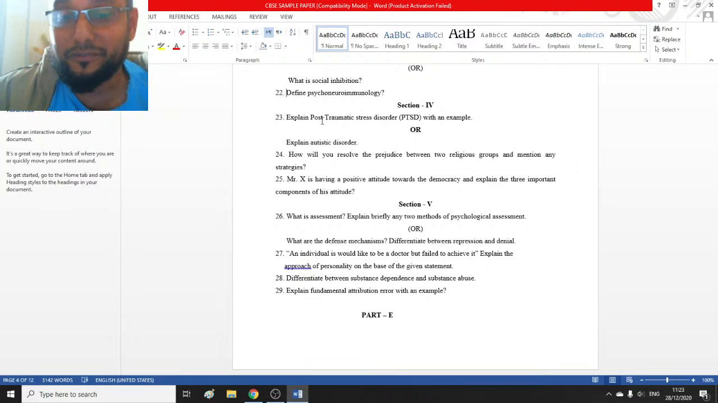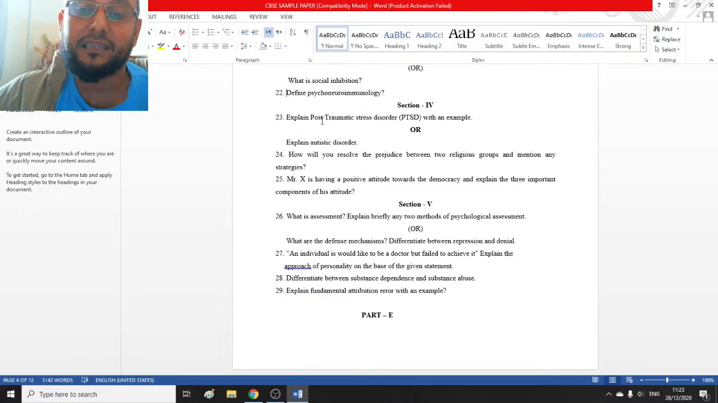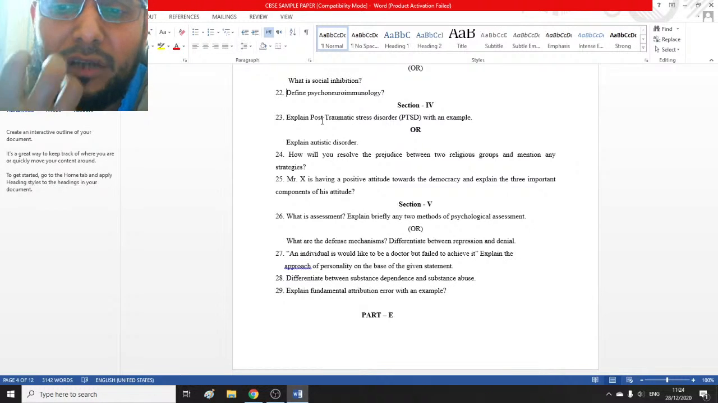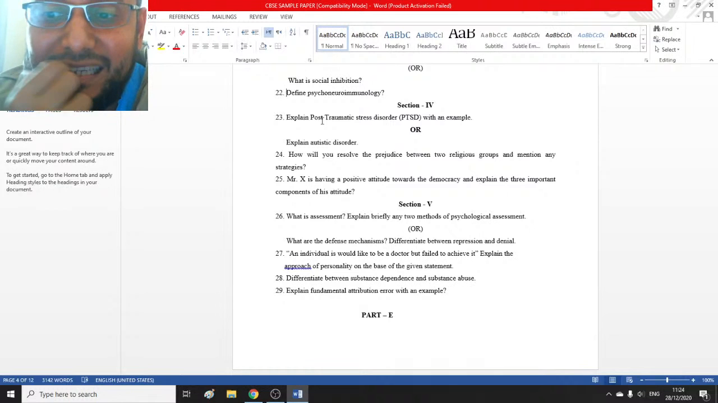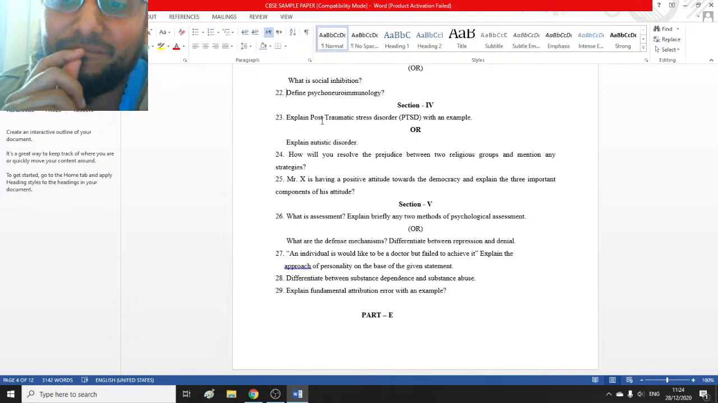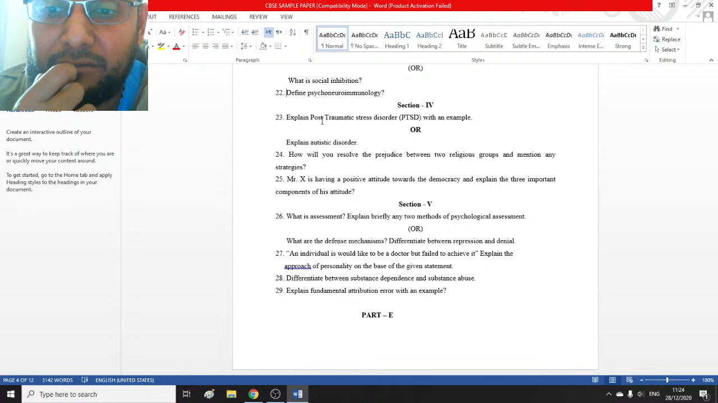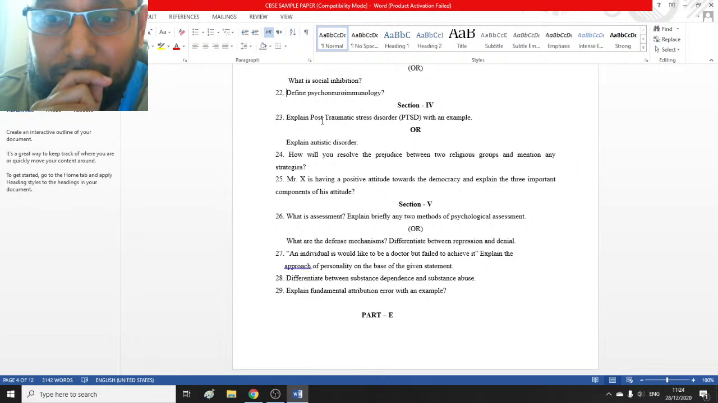Now let us go to question number 24. How will you resolve the prejudice between two religious groups? Mention any three strategies, any three or four. How can you resolve the prejudice? You see, first, introduce a superordinate goal among the people of the different religions. Think of building a road or constructing a public toilet system or something. So automatically all the people will get united. Such goals you need to introduce.